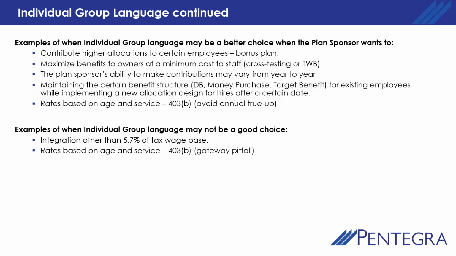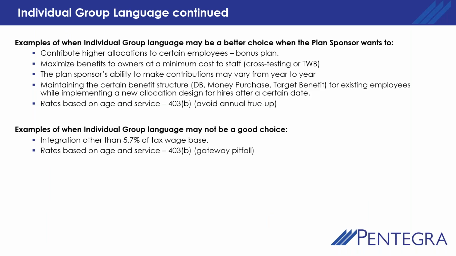Another common time that I've seen the individual group language used is if you have a company that has an old defined benefit, money purchase, or target benefit plan. In the background, they can still keep that allocation formula for grandfathered employees. And then for new employees, they can give them a different allocation. And with the individual group language, it allows you to design that plan to where the client doesn't have to write into their plan document this really detailed formula. They can just say it's individual group language, put everyone in their own group, and they can have these multiple levels of different allocations.